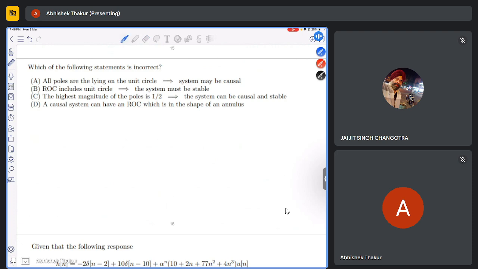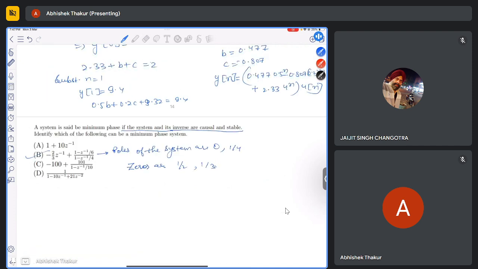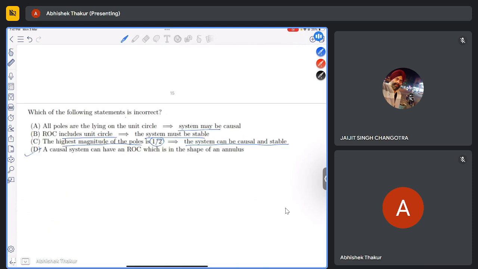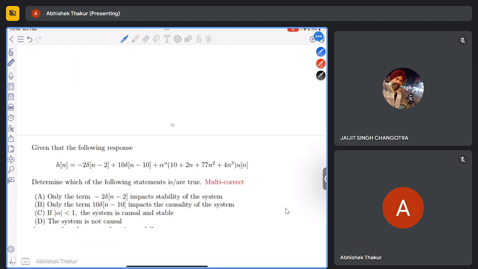Actually, these three options are correct. Like all poles are lying on the unit circle, then system may be causal. ROC includes unit circle, the system is stable, and highest magnitude of pole is half, so the system can be causal and stable, as we have seen just now. In this question, actually, it is asking which of the statements is incorrect.